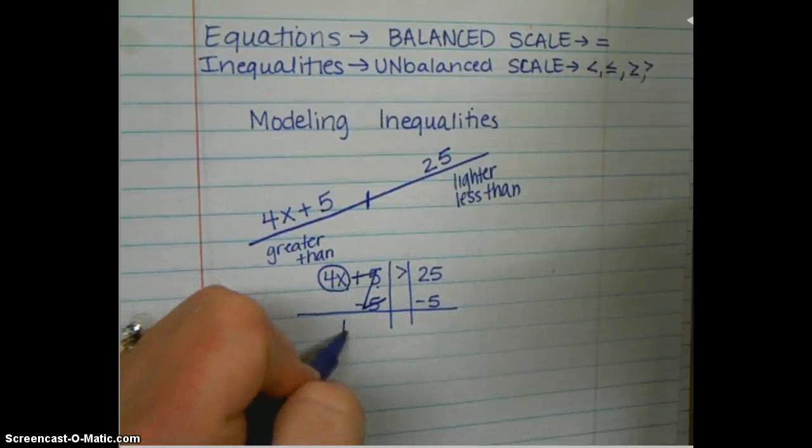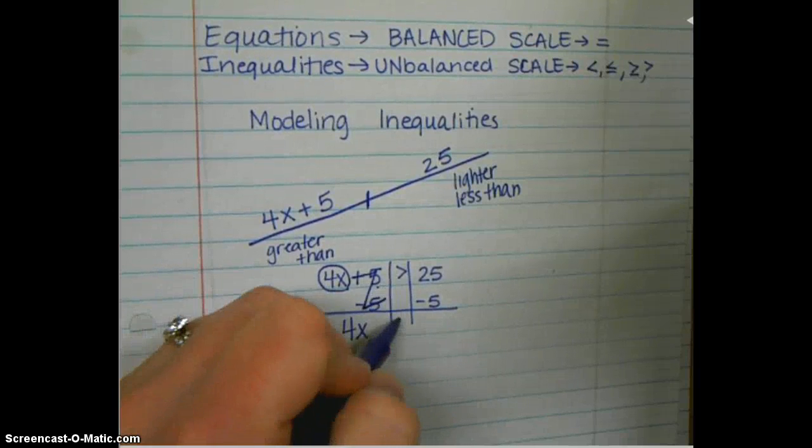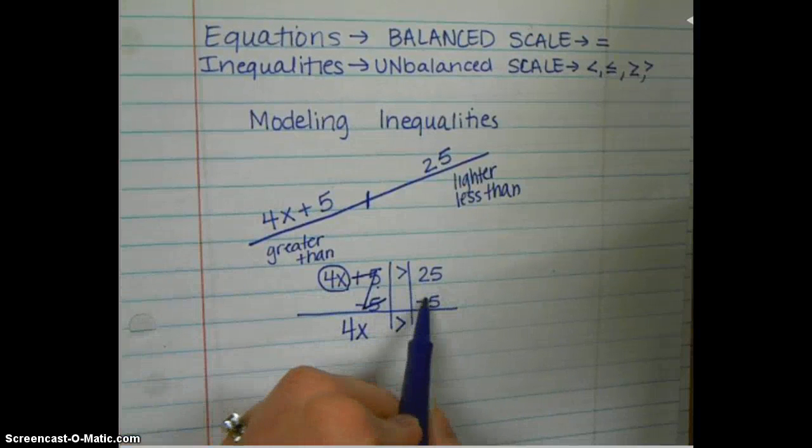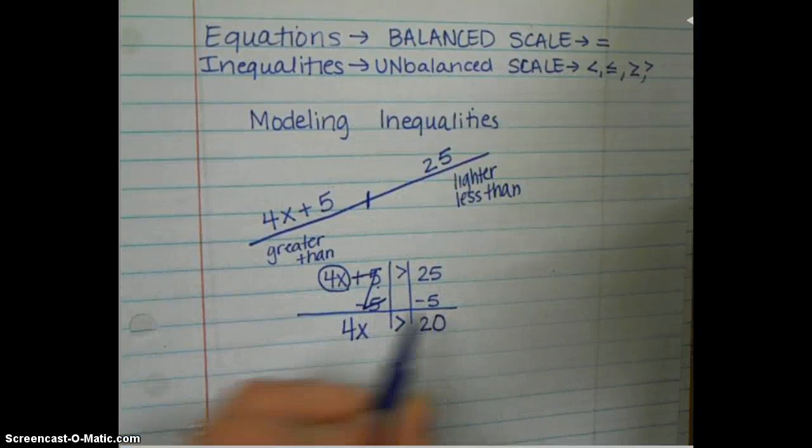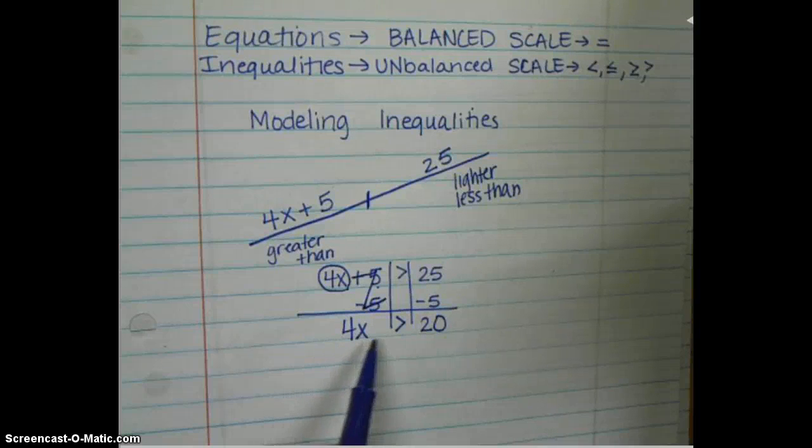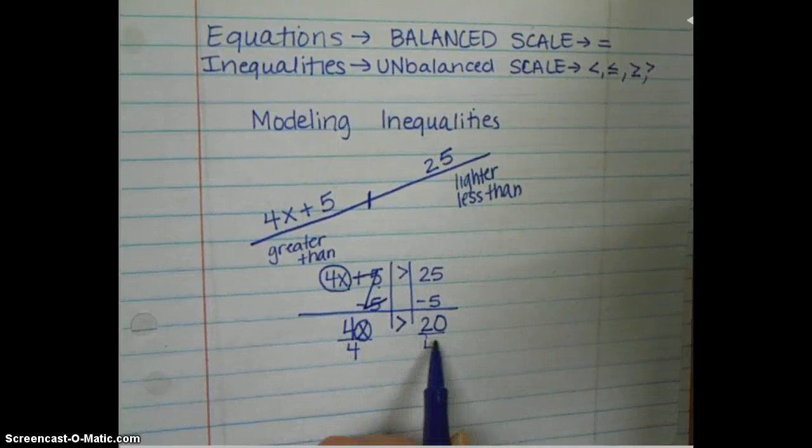And then you're left with 4x. Your sign is greater than. 25 minus 5 is 20. So now we have a one-step inequality. Now it's 4 times a number greater than 20. So here's x. To get x by itself, we need to get rid of the 4. Because the 4 and the x are multiplying by each other, the inverse would be dividing. So we're going to divide by 4, both sides.